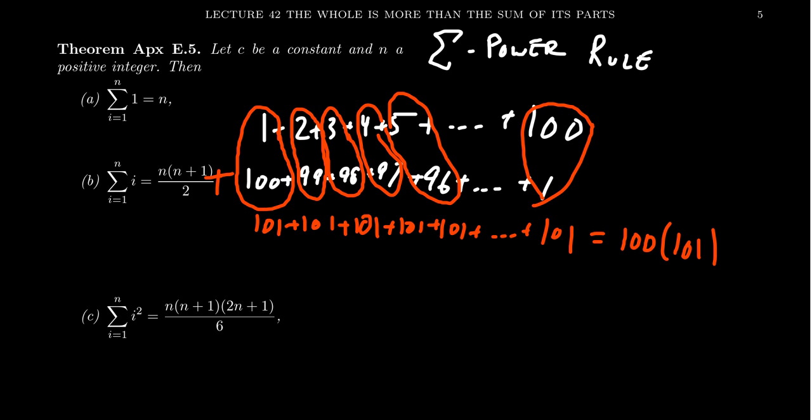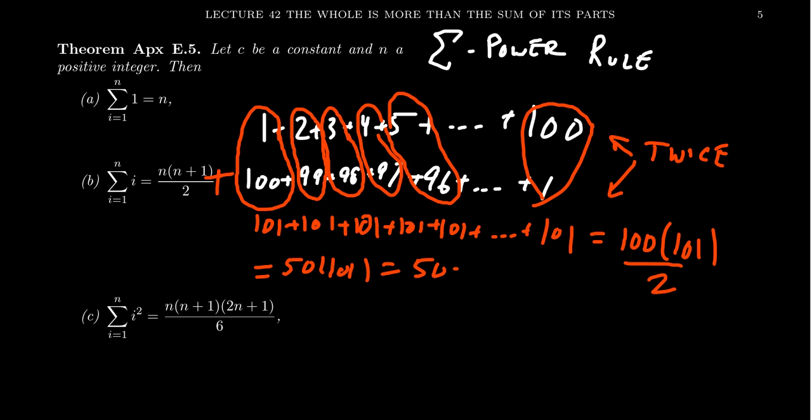We can get 100 times 101. That gives the total sum here. But you'll notice that we took the sum we were looking for and we counted it twice. We got it forward and backwards. So that's actually double the amount we want. So we'll divide this by 2. And so then you know, 2 goes into 100 fifty times, you get 50 times 101, which is equal to 5050, which is, of course, the correct sum of the numbers from 1 to 100.